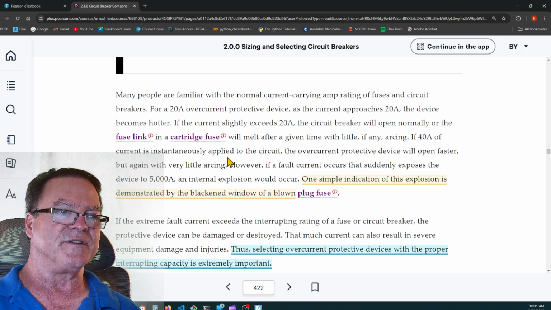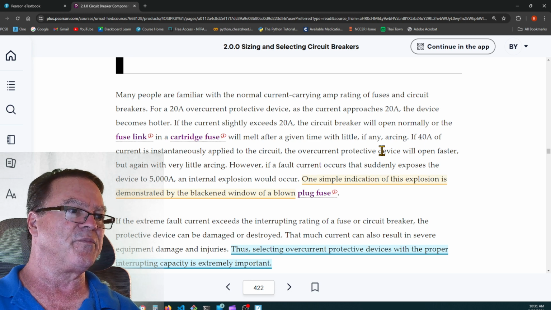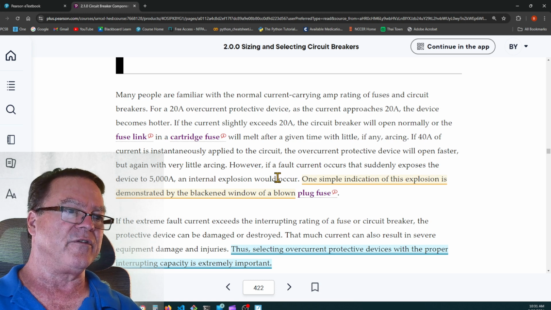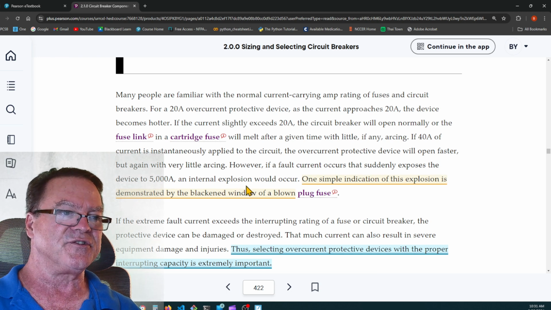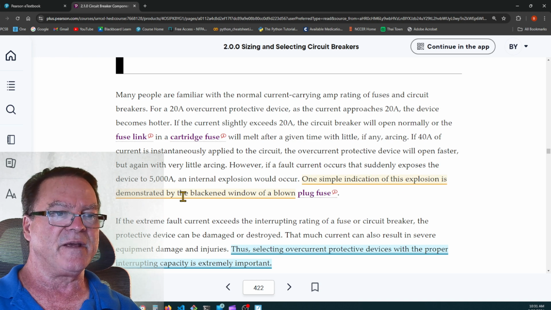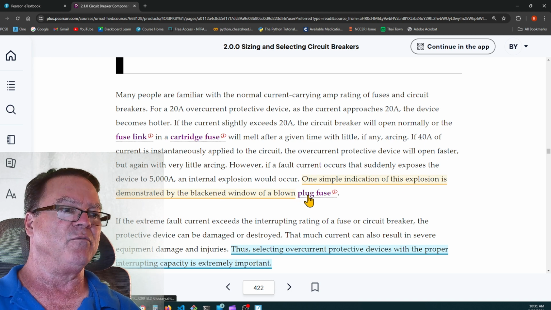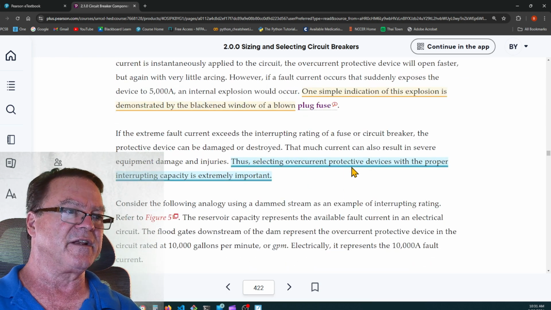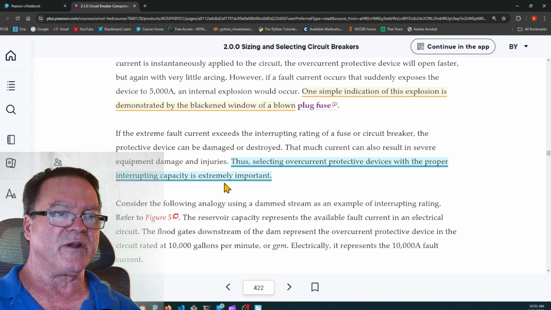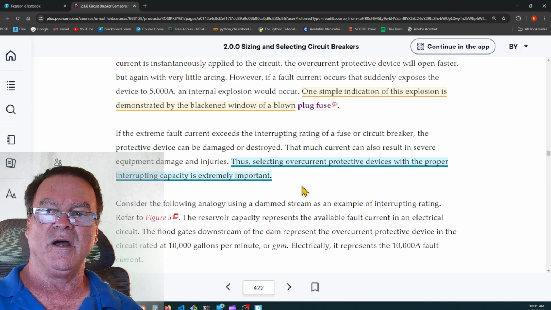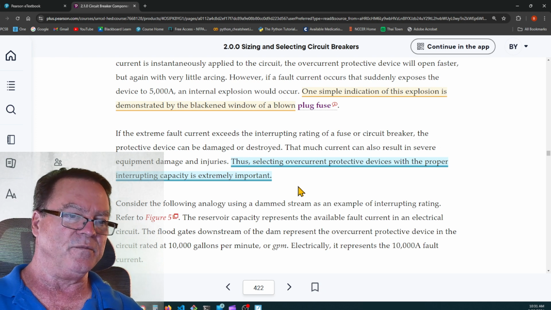If 40 amps of current is instantaneously applied to the circuit, the overcurrent protected device will open faster, but again, with very little arcing. However, if a fault current occurs that suddenly exposes the device to 5,000 amps, an internal explosion would occur. One simple indication of this explosion is demonstrated by the blackened window of a blown plug fuse. That's a highlight. Here's another highlight. Thus, selecting overcurrent protective devices with the proper interrupting capacity is extremely important. We do not want these things to become a grenade. We don't want them to explode. All right.